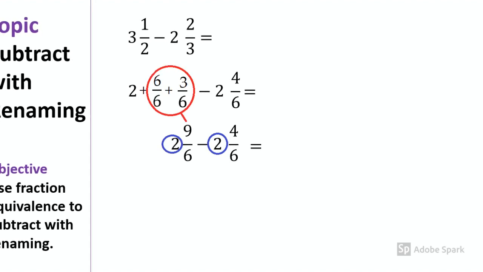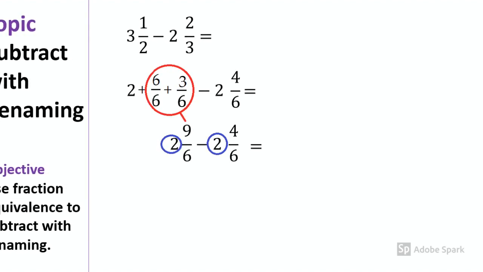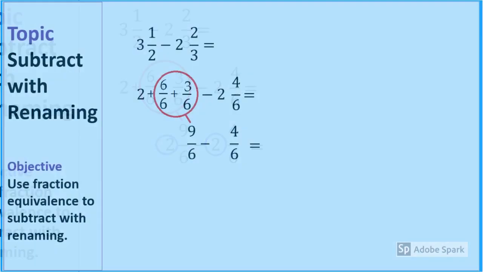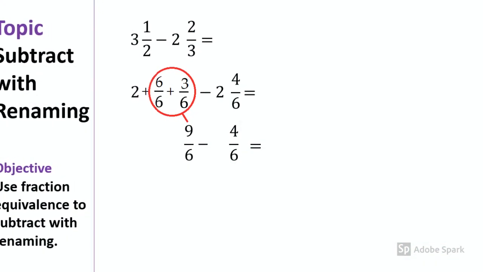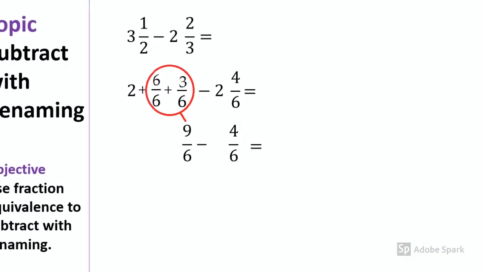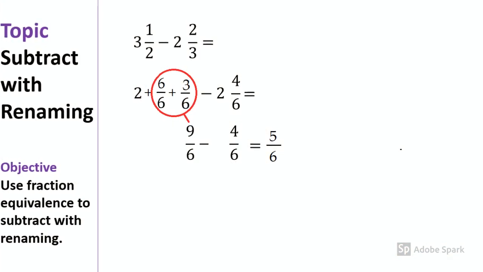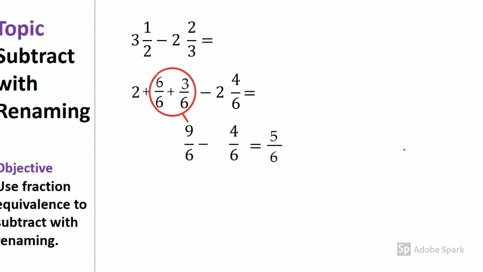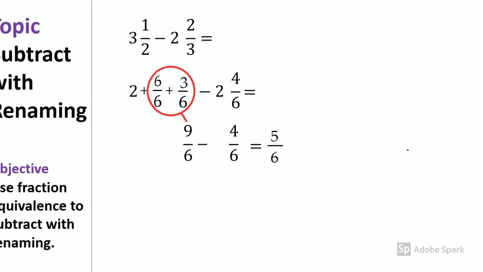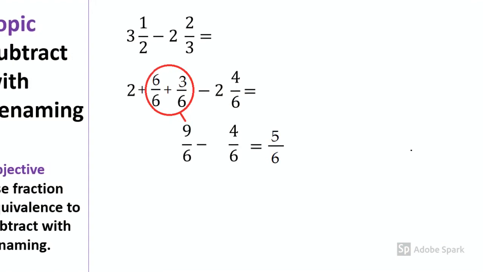Therefore, working on the whole numbers, 2 minus 2 is equal to 0. Then, we can work next on the numerators. 9 minus 4 is equal to 5. And retaining the denominator, since the denominators are the same, the answer is 5/6.